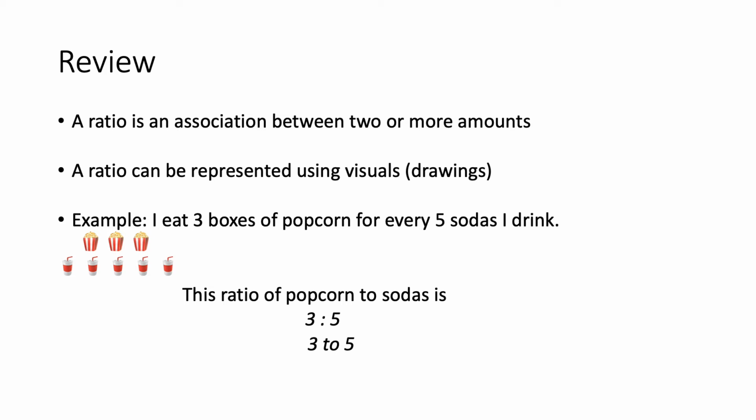All right, so let's review what we learned in the last video. A ratio is an association between two or more amounts. A ratio can be represented using visuals or drawings. Here is an example. I eat 3 boxes of popcorn for every 5 sodas I drink. There are 3 boxes of popcorn here, and there are 5 sodas. The ratio of popcorn to sodas is 3 to 5. We can write a colon in between, or we can write the word to in between.